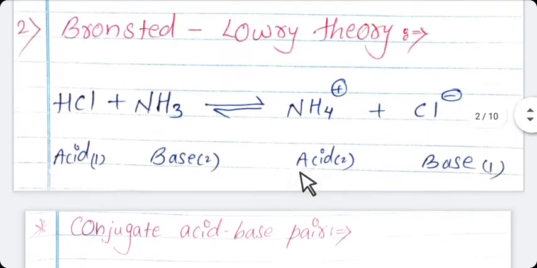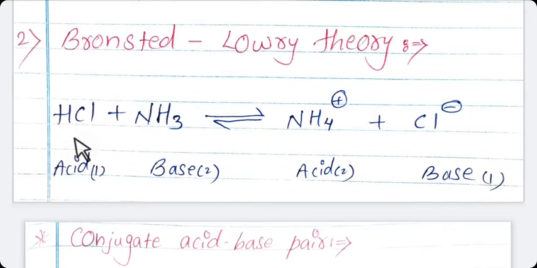Same here, we can understand by this. HCl is the acid, it donates an H plus ion and becomes a base. So HCl and Cl minus both are a conjugate acid-base pair. NH3 is the base, it accepts a proton and becomes the acid NH4 plus. So these are a conjugate acid-base pair. I hope you can understand what a conjugate acid-base pair is.